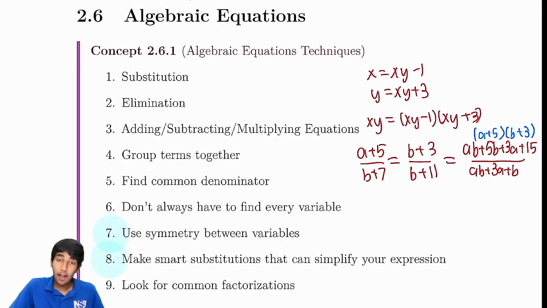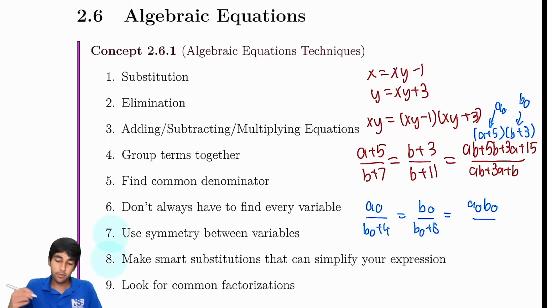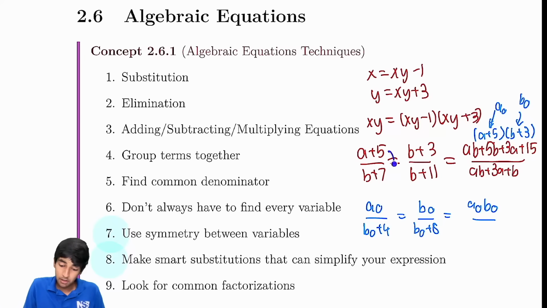So this motivates a variable shift. You're making smart substitutions that can simplify your expression, right? Let's call this a naught, and this b naught. So now we have a much simpler equation. Let's write this, b naught over b naught plus 8. And then now we have a naught, b naught over something. I don't know what it is, but it doesn't really matter. The purpose is this substitution now made our things much simpler to deal with. Okay, and like symmetry between variables.